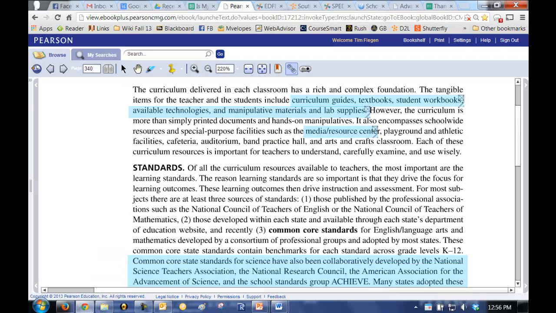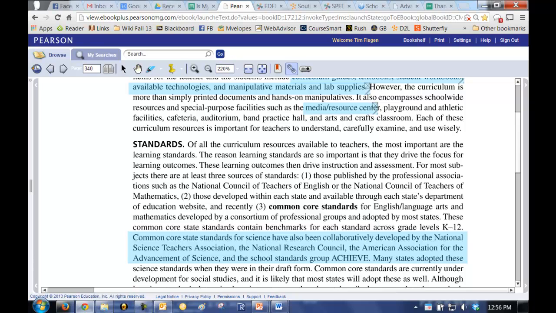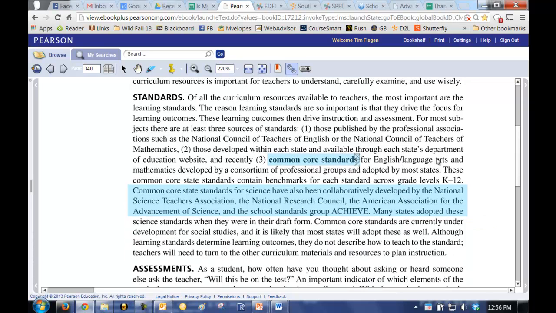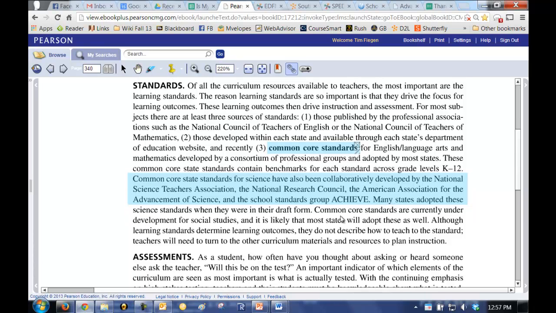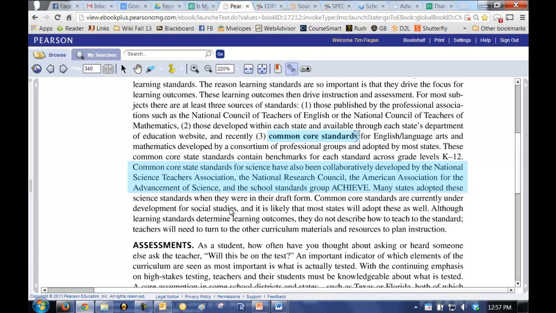Okay, and then standards. There's 4 here published by the professional organizations, and those developed within each state and available through each state's Department of Education website. And recently, and this is the one that'll soon reign, is Common Core, the federal standards. English language arts. Now listen to this. Common Core standards for science have also been collaboratively developed by National Science Association, National Research Council, American Association of Science. School standards, a group achieved. Many states have already adopted them. Again, it goes to the national curriculum, a national test. Are currently under development of social studies. The likelihood of most states adopt these as well.